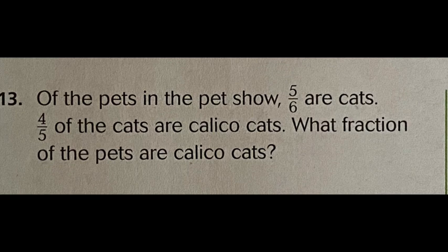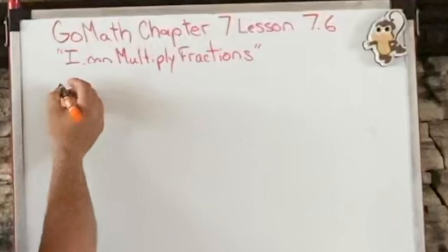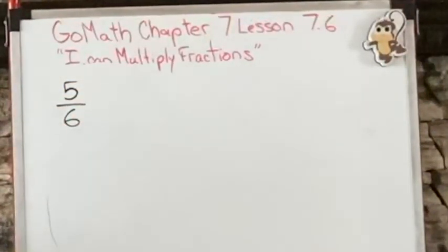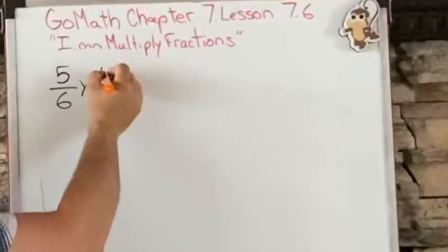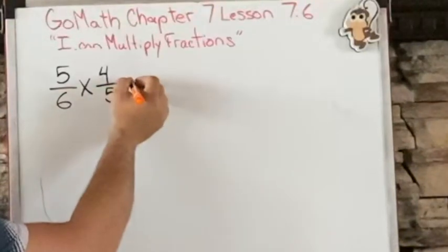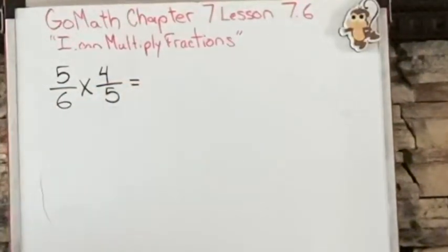Of the pets in the pet show, 5/6 are cats. 4/5 of the cats are calico cats. What fraction of the pets are calico cats? All right, so they're telling us 5/6 of the pets are cats. Of that, 4/5 are calico. Now we can multiply that straight across.